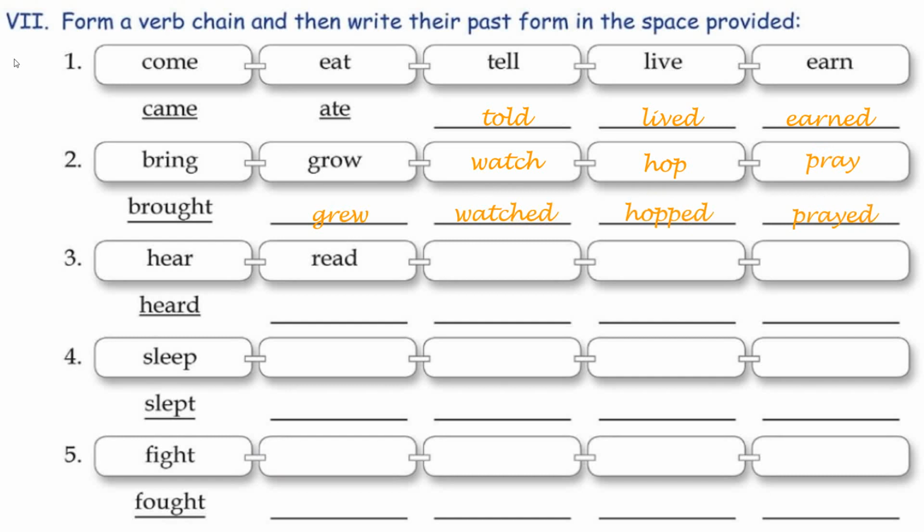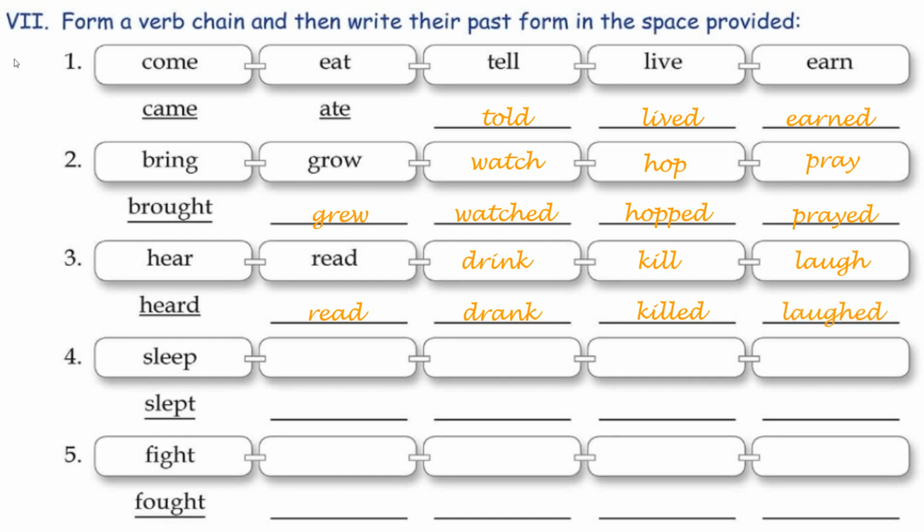Now question number 3. Here the last letter is R, so it's written read. Now last letter is D, so let's write drink. Then K kill, L laugh. Now change into past form. Here heard, read read, drink drank, kill killed, laugh laughed.